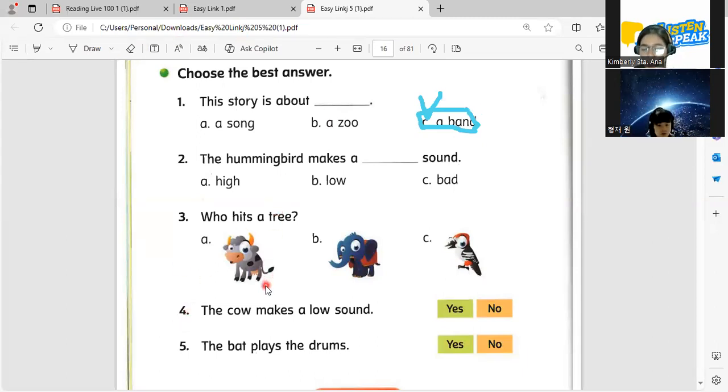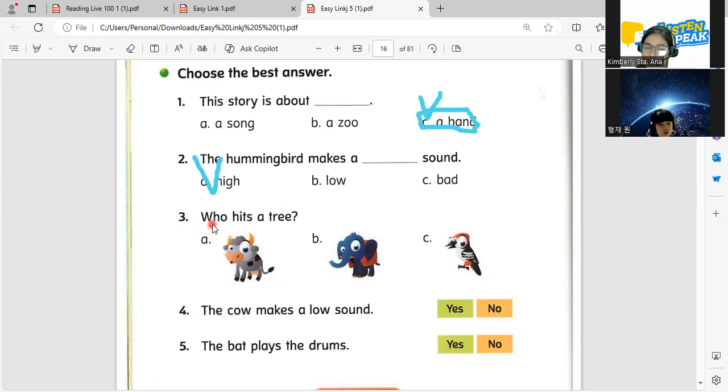The hummingbird. The hummingbird makes a sound. Is it a high or a low sound? High sound. You say high. Very good. How about number three? Can you read number three?